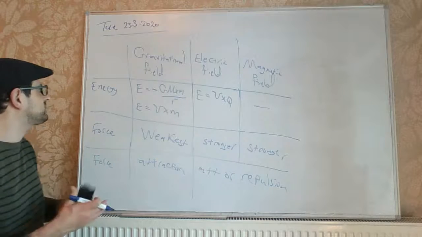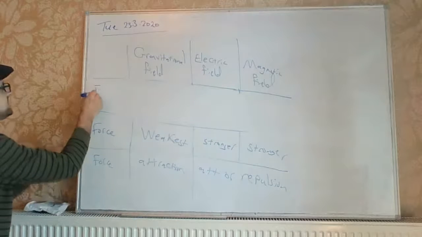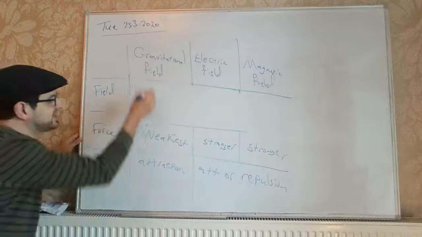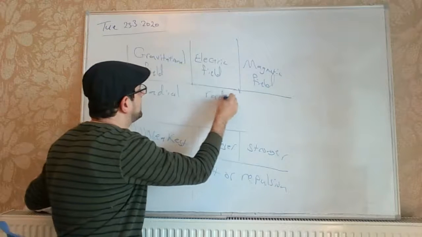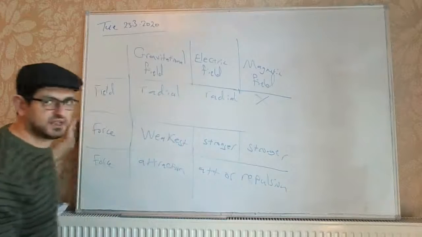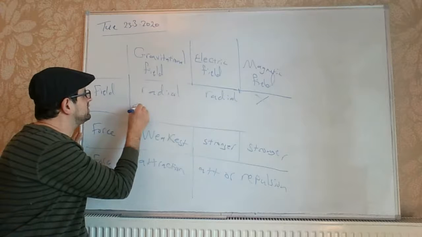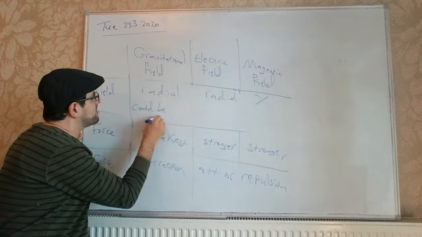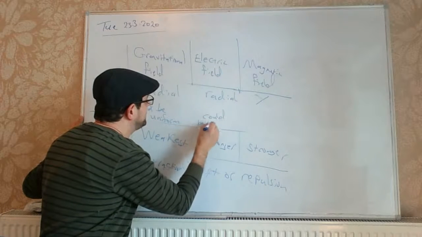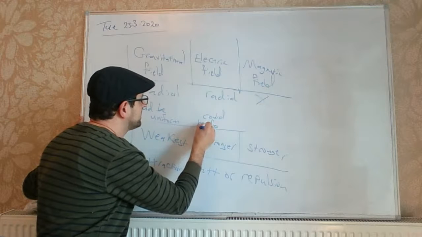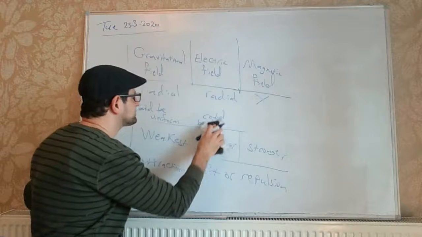Now, if I want to talk about the field in more detail, not only the equations, the field here is radial. Here it's radial. Here it's not radial. Here it could be found to be uniform, could be uniform.